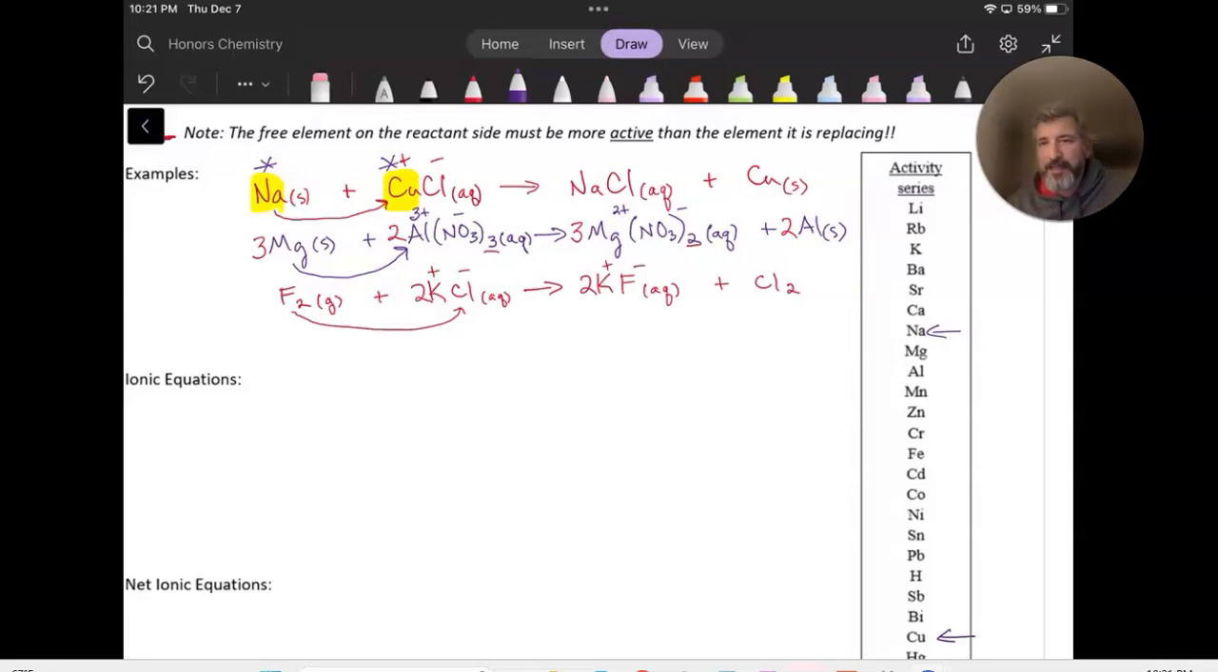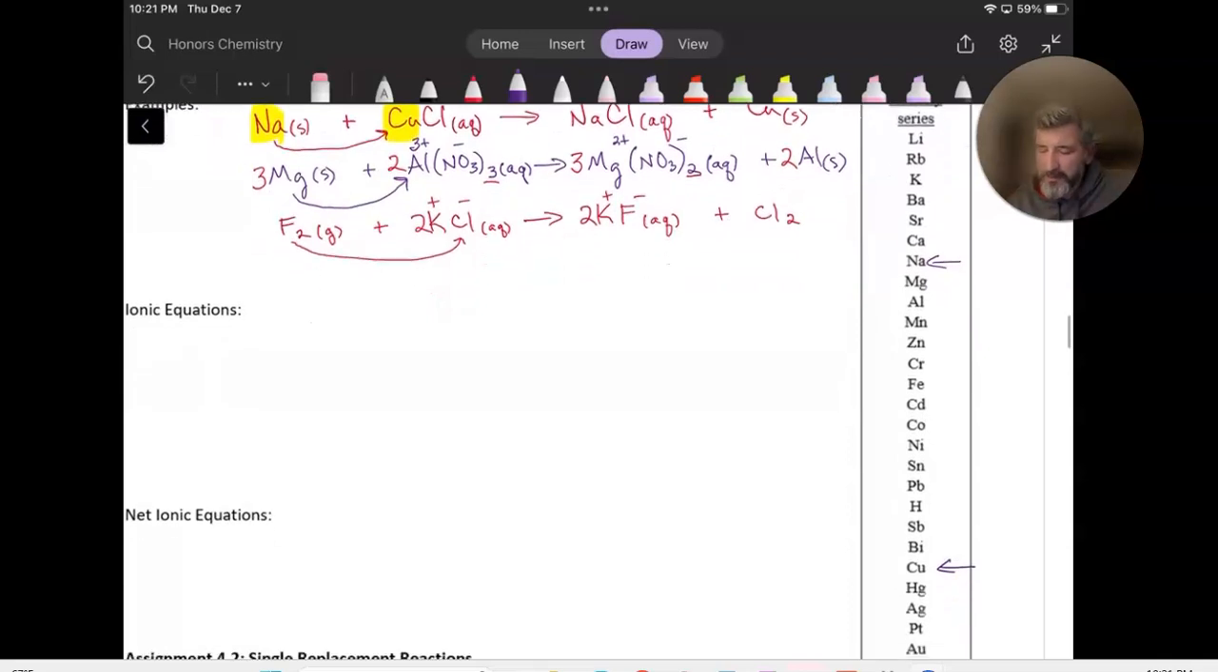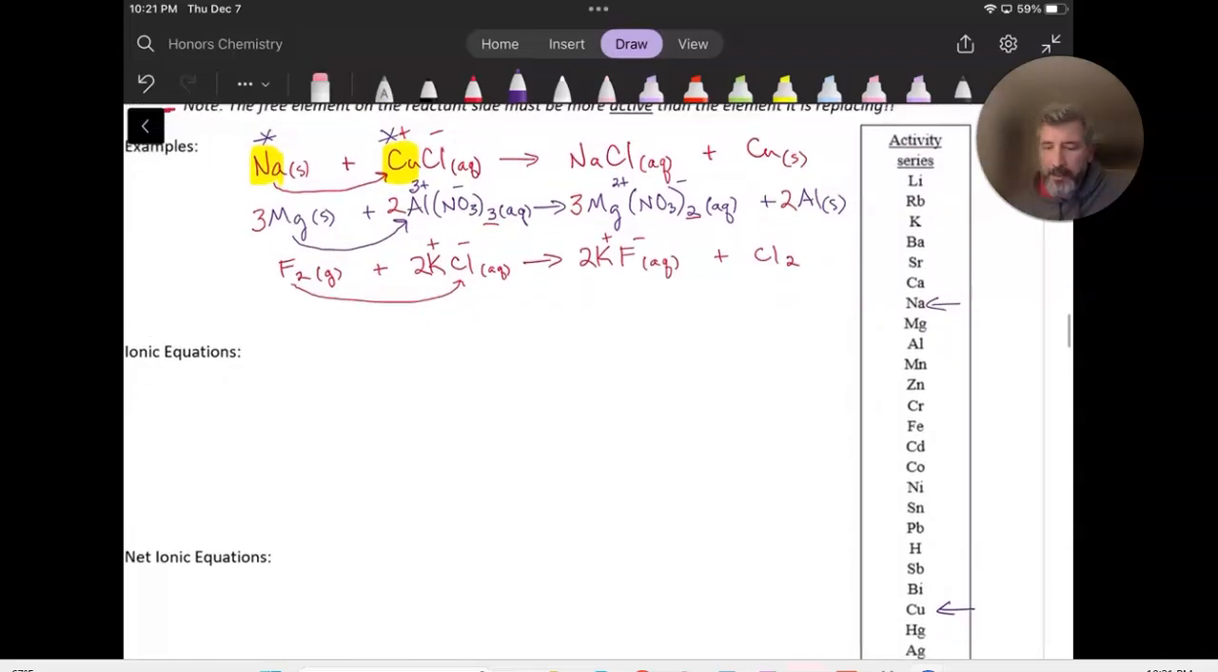It's kind of like reactive, not exactly, not in the strictest terms, but you can kind of think of it that way. Your really unreactive metals are also low in activity, like platinum and gold. Okay, but copper is less active than sodium, and so sodium, being the one that's by itself, is going to be able to replace copper.